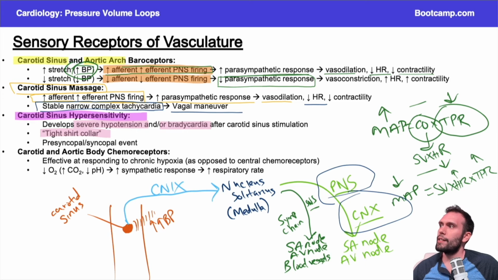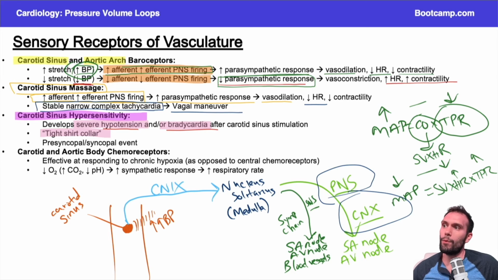Now, the key here is a lot of times when you see questions, you'll see, okay, the patient had hypotension, which caused a reflex tachycardia, right? If I have hypotension, my pressure is low, the response of the body is to decrease parasympathetic response, increase heart rate and contractility.